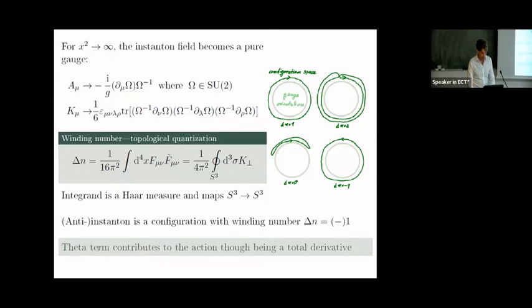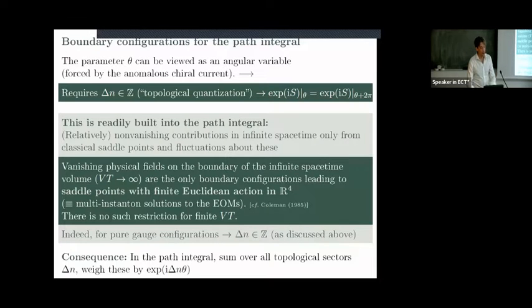And therefore, these instanton and anti-instanton configurations always give us winding numbers of ±1. So we can anticipate that there are contributions through the action, even though a theta term is a total derivative. But then, of course, not all configurations that we have in the path integral are just instanton solutions. So why is it still so that we have to have integer topological sectors?